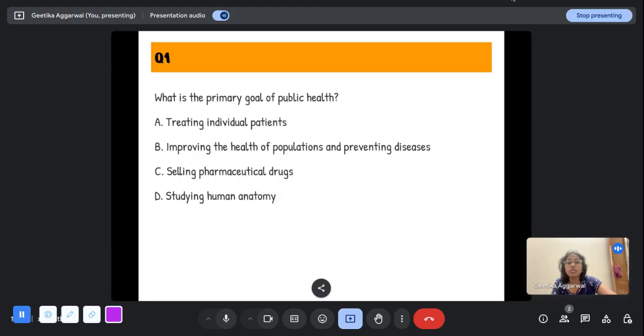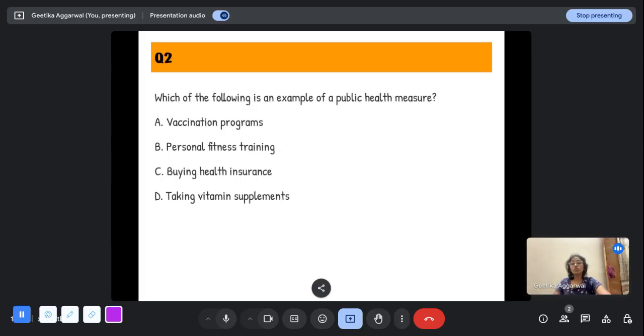And yes, so the answer to this question, as you might have already guessed, is improving the health of populations and preventing diseases. Our next question is, which of the following is an example of a public health measure? Vaccination programs, personal fitness training, buying health insurance, or taking vitamin supplements. Which of these is an example of a public health measure?